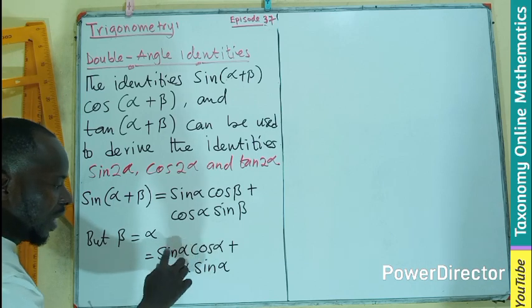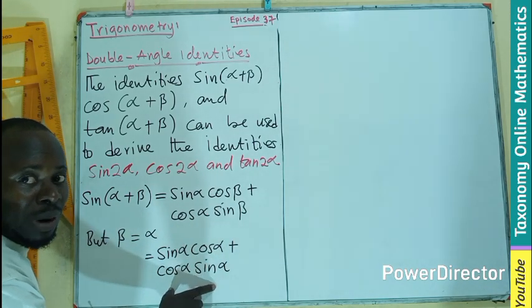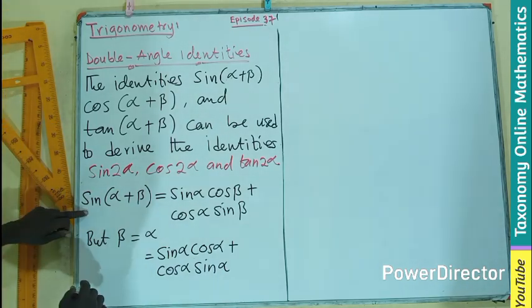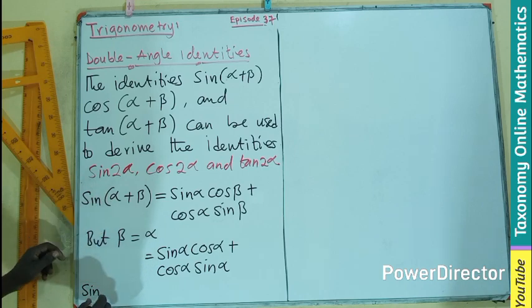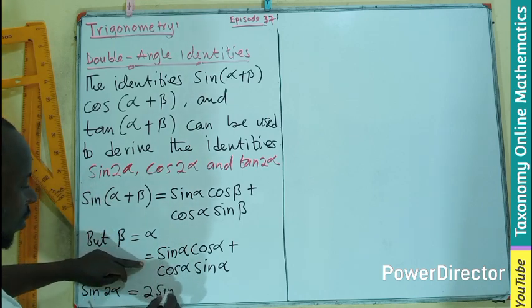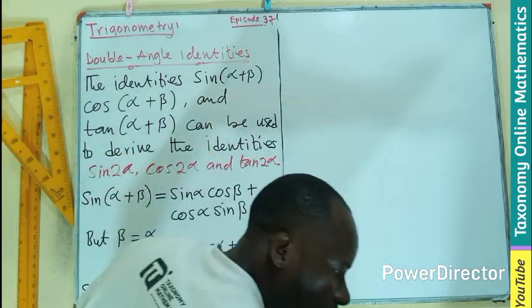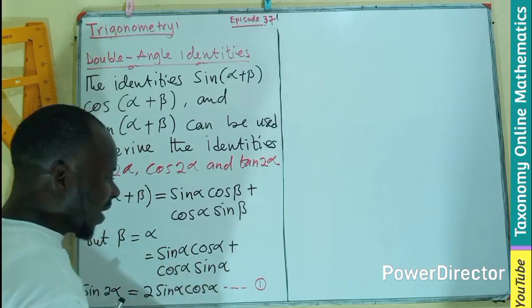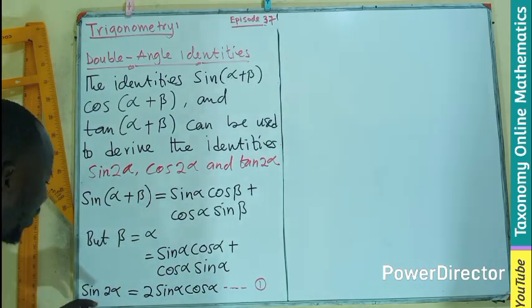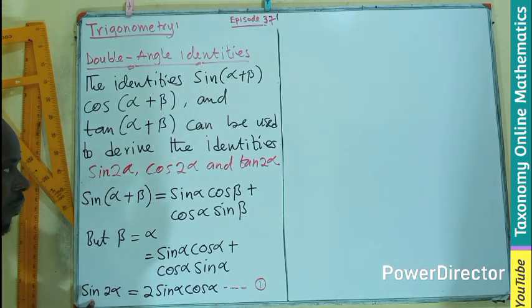If I replace all this by y, it will be y plus y. And y plus y is 2y. That means alpha plus alpha is 2 alpha, equal to 2 of sine alpha cos alpha. This will be the first identity we are going to have, which is for the sine 2 alpha. Are we good on that?